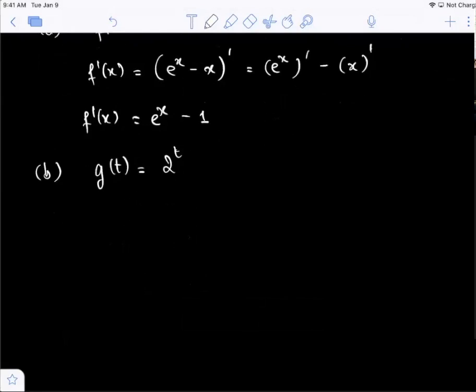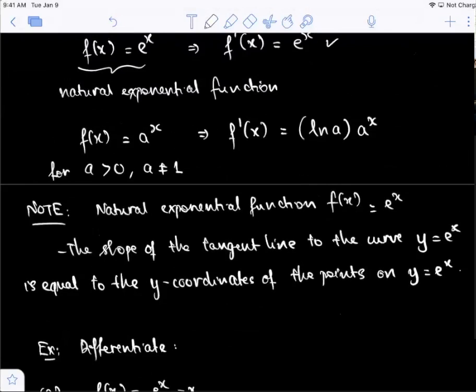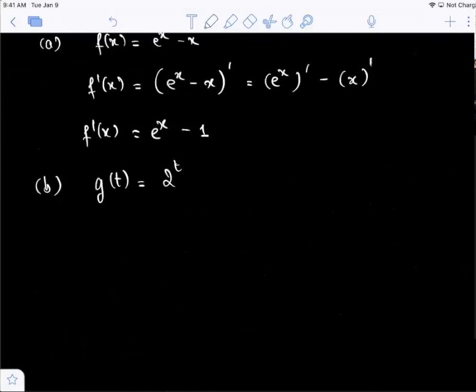So this is an exponential function. Go back to the formula right here. The derivative of the exponential function a to the x is equal to ln of a times a to the x. So the derivative of this function should be ln of 2 times 2 to the t. And that's it.